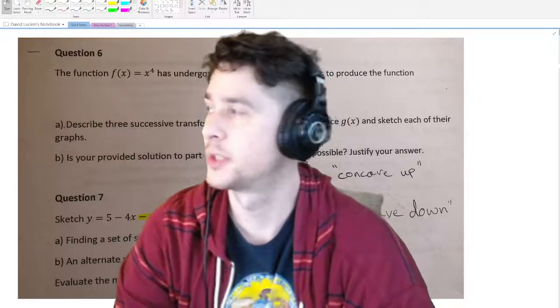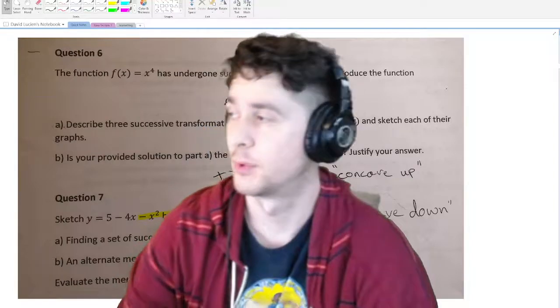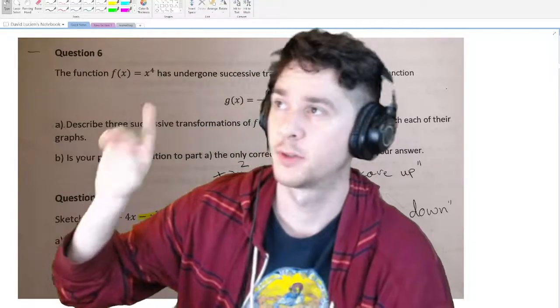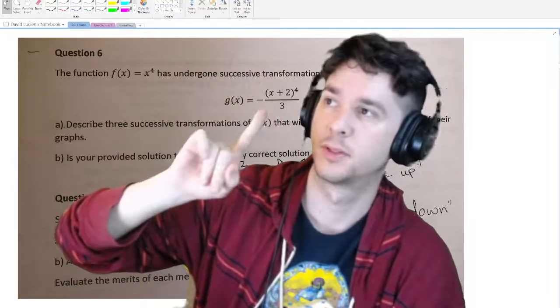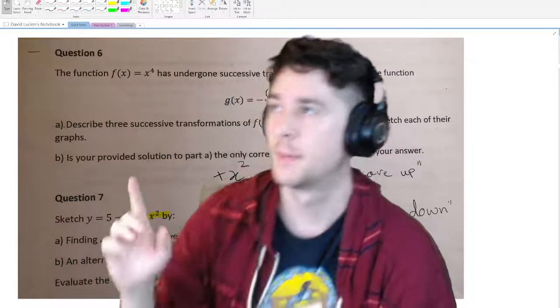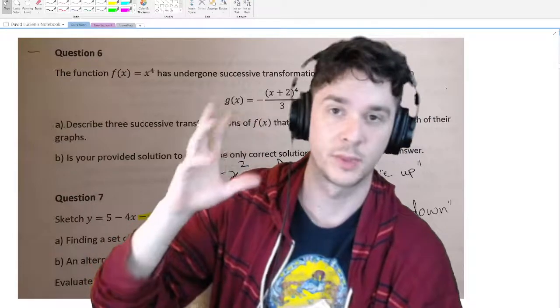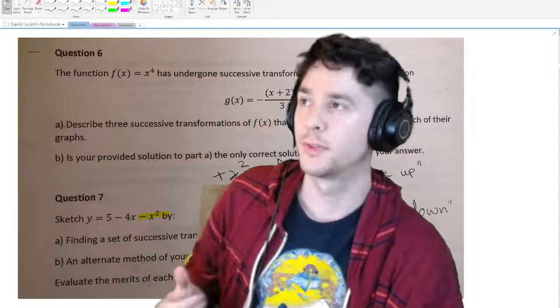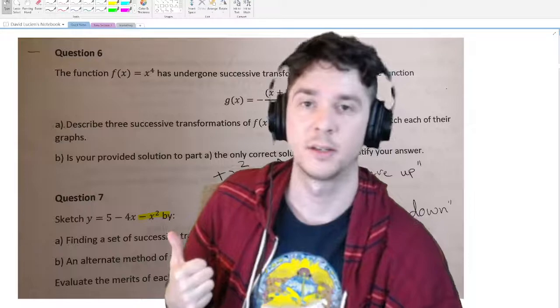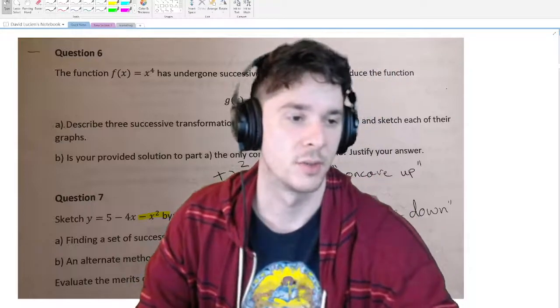I've been asked a question today about transformations in the plane, and we're looking at transformations of a quartic first, of the form x to the 4, this one specifically. We're going to look at basically 3 successive transformations required to make this one, and then what they look like on the graph. And then we're going to do a very similar thing for the second one down here, which is a quadratic. So let's get started.